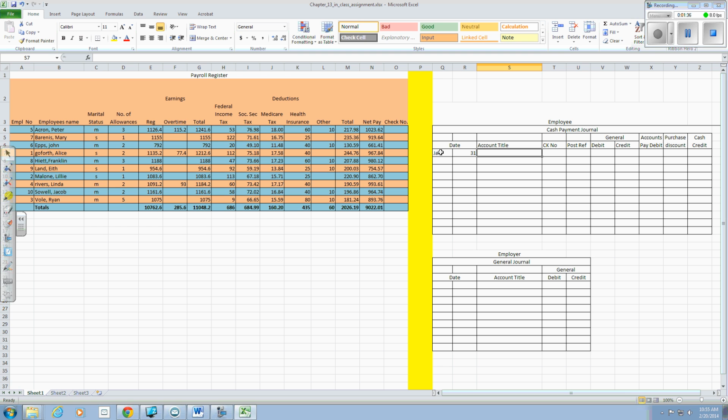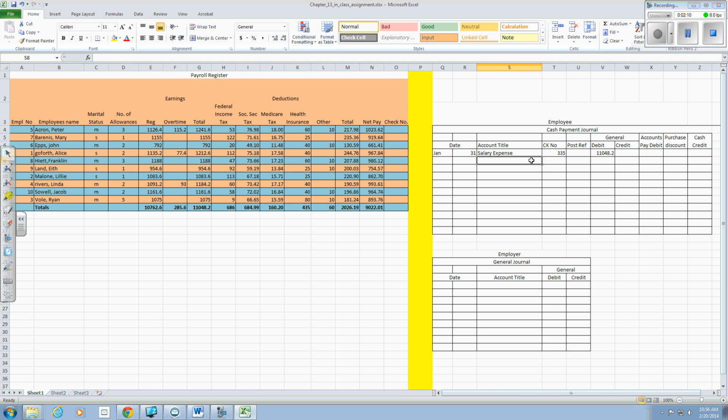Okay, we're going to record the expense for the salaries, so we're going to call that salary expense. Because it's an expense, it's going to be debited. So we're going to debit that for the total amount of salary that we paid. Well, that's this number here, $11,048.20. Okay, that's for the gross pay or gross earnings. We talked about what that is. And we're just going to say it's check number 335.